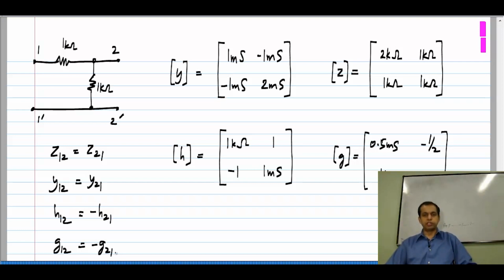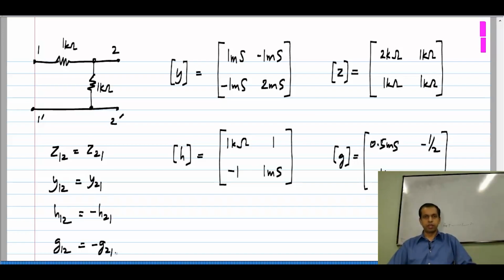So, now the question is: is this just a coincidence? Of course, there is no such relationship for Z11 and Z22. They can be arbitrary. Here also they are quite different from each other. Now, this relationship between parameter 12 and 21, is it a coincidence or is it some special property of networks?